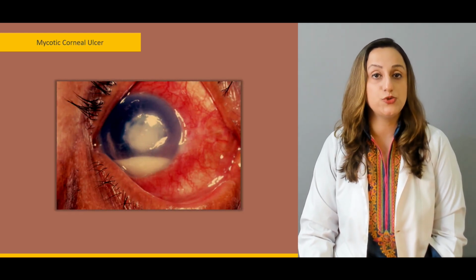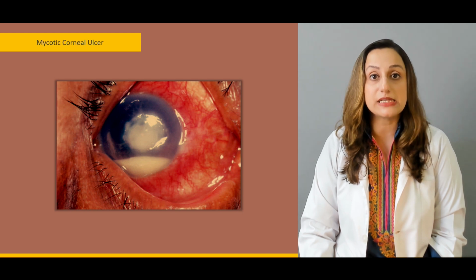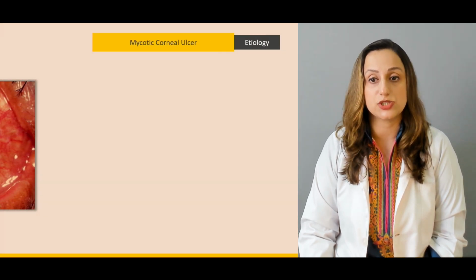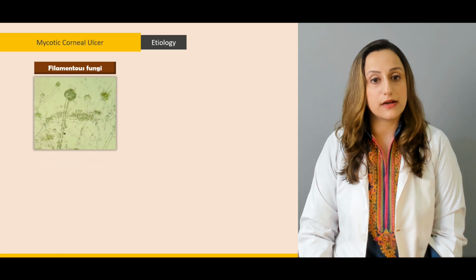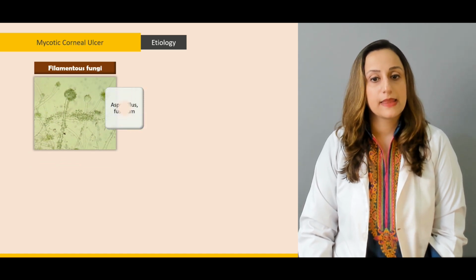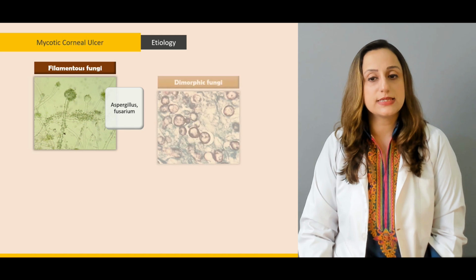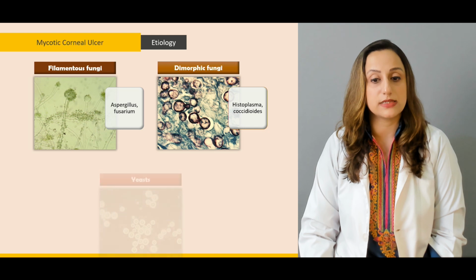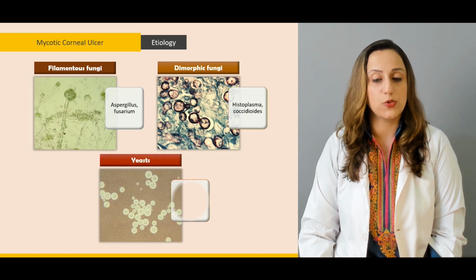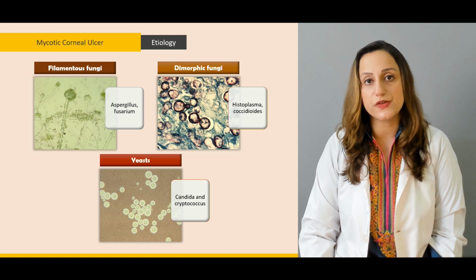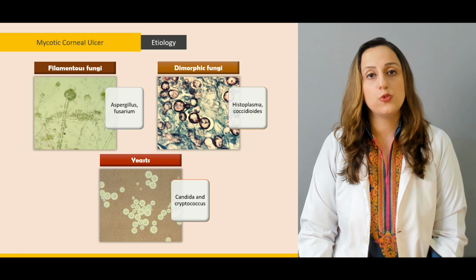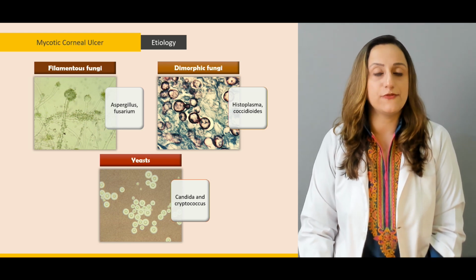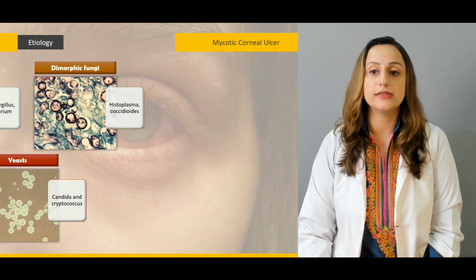Then we have the mycotic corneal ulcers that usually give you a picture like this, with a significant hypopyon that is observed in these patients. The etiologies are the filamentous fungi, that are usually Aspergillus, or the dimorphic fungi, such as Histoplasma capsulatum, and sometimes the yeasts are also causative factors, that is Candida and Cryptococcus. Most common of all of these is Aspergillus, which contributes towards the formation of the mycotic corneal ulcers.